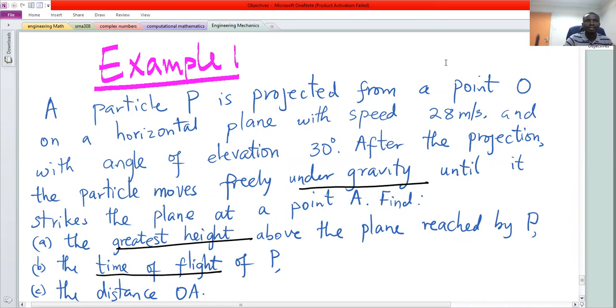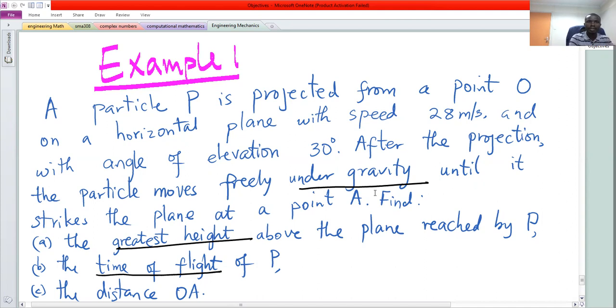Welcome to this session. This session, we are going to do an example on how to solve a problem on projectiles. So here's the problem. A particle P is projected from a point O on a horizontal plane at the speed of 28 meters per second with angle of elevation of projection of 30 degrees. After the projection, the particle moves freely under gravity until it strikes the plane at a point A.